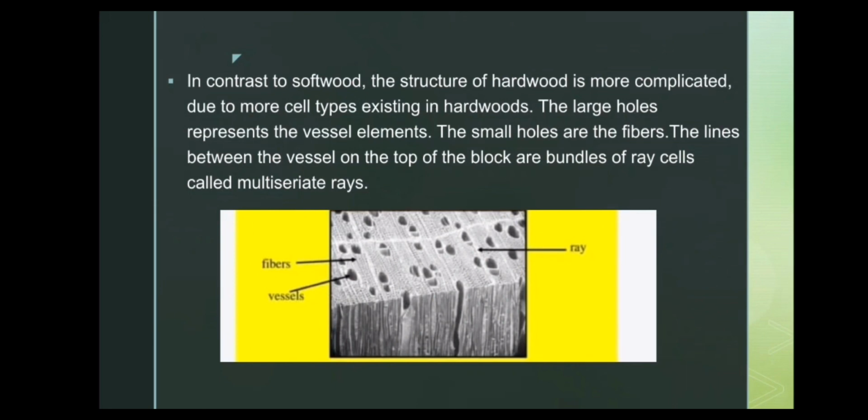This is a 3D picture of a birch wood block. As you can see in the picture, there is a large hole called a vessel or vessel element. There are also small holes called fibers, and multiseriate rays, in which a bundle of ray cells form the lines between the vessel elements on top of the block.